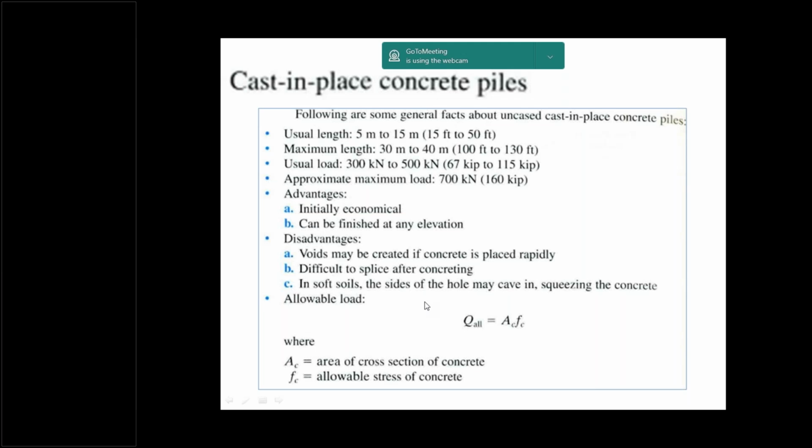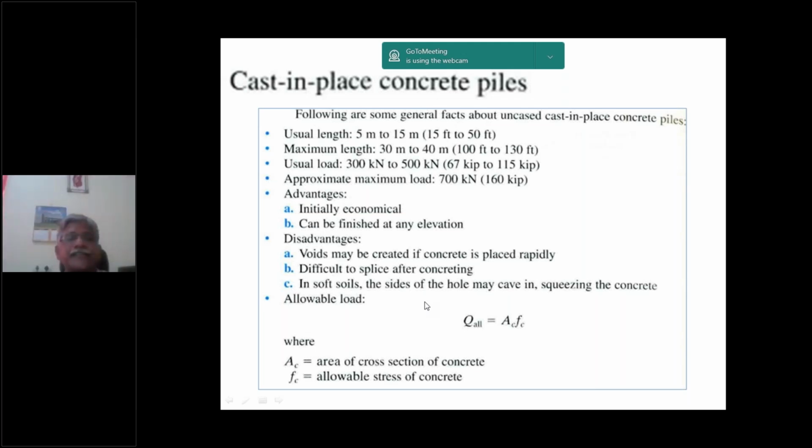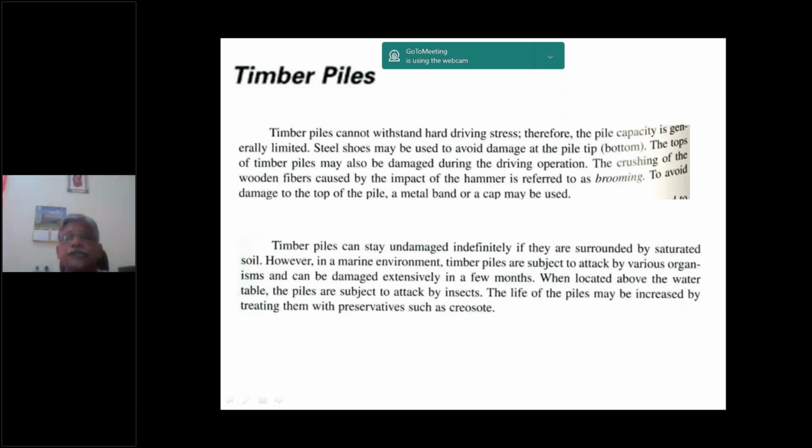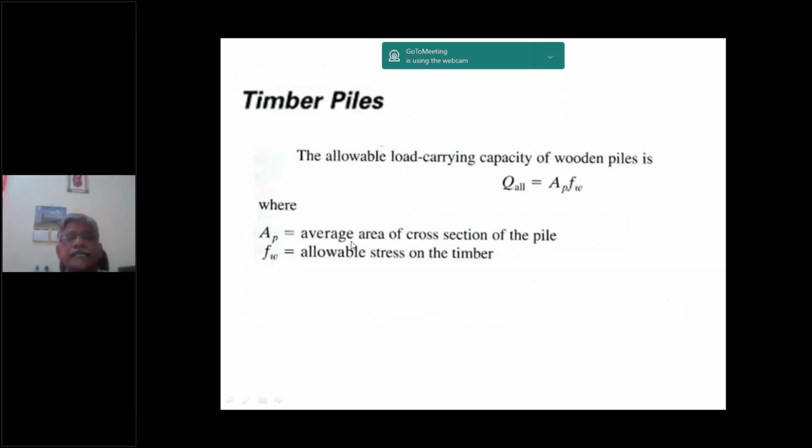There are timber piles, but the timber piles are not that common in India. But there are some specifications here. If you are interested, you can go through these specifications. And the load carrying capacity of structural timbers is Q allowable equal to AP into FW. AP is the average area of cross section of the timber pile, and the FW is the allowable stress on the timber, so that structural capacity can be calculated by using this formula.